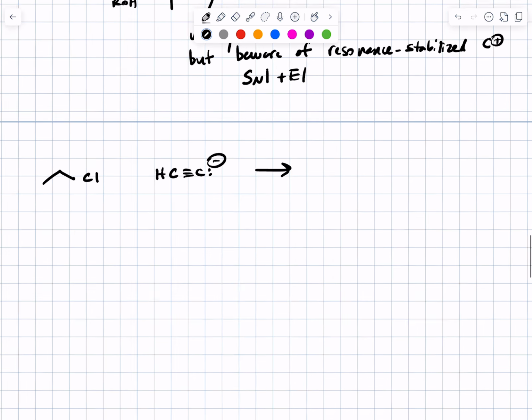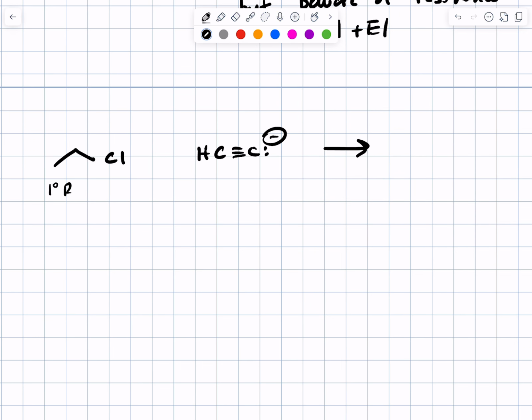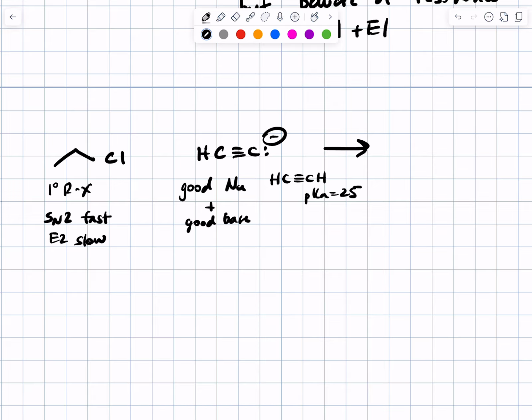Okay, here we go. So a primary alkyl halide and this nucleophile, which if you draw its conjugate acid has a pKa of 25. I just happen to know that. You would need to look it up. It'll be on the table. This is both a good nucleophile and a good base. Because it's a primary alkyl halide, we know that SN2 is fast, but E2 is slow. So we predict SN2 only.